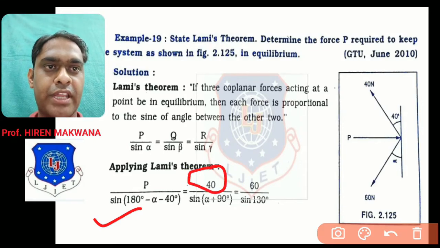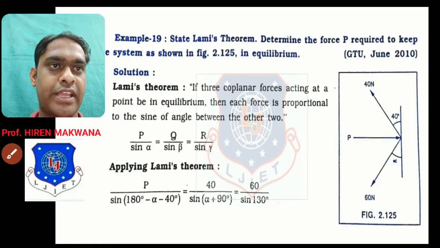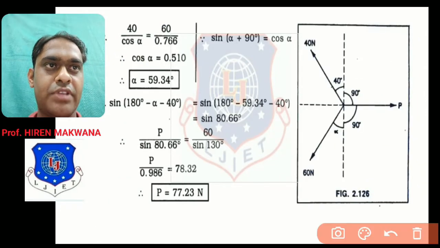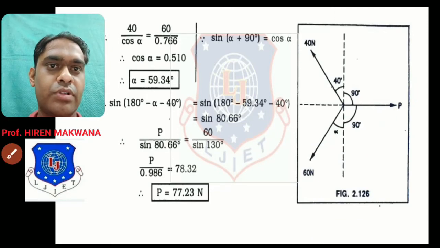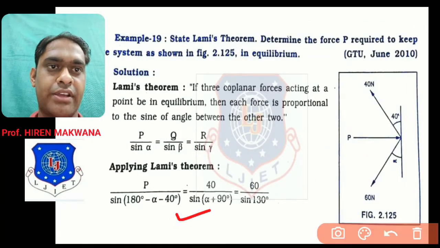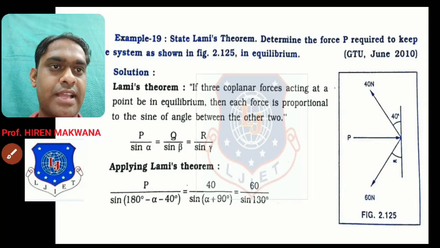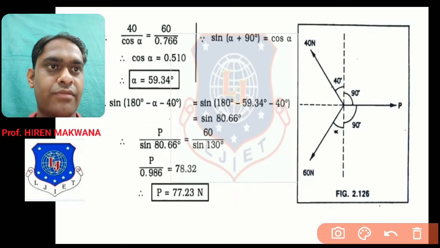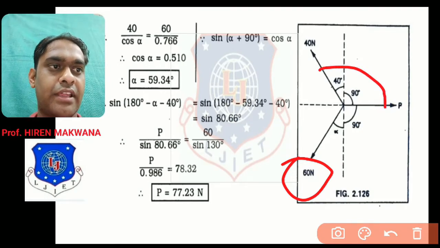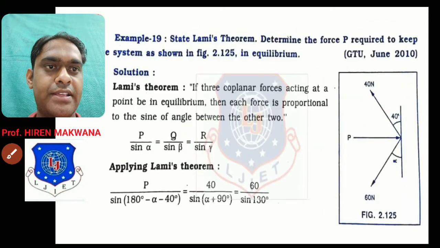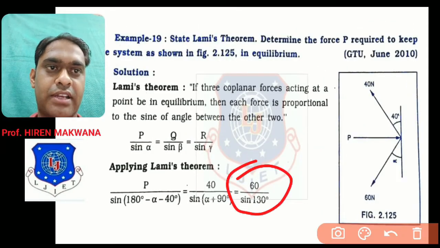Now if you are taking 40, then let us check what is the angle for 40. Yes, check in this figure. If this is the force 40, then the angle between the remaining two forces is 90 plus alpha. So it will be 40 upon sine of (90 plus alpha). Now if you are taking the third force 60, then check what is the angle. Yes, here it is the 60 Newton force. Then the opposite angle between the other two forces will be 90 plus 40, 130. So in the formula it is 60 upon sine 130. So these are the three pairs of Lami's theorem.